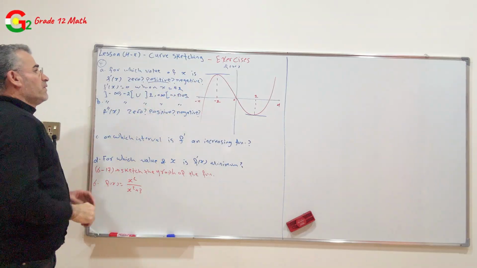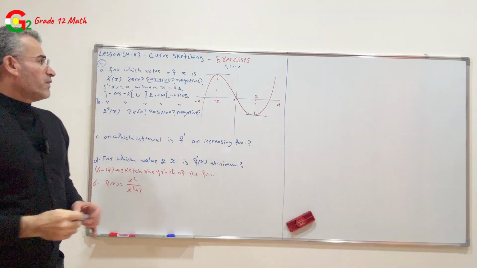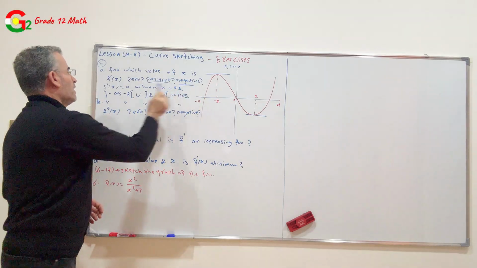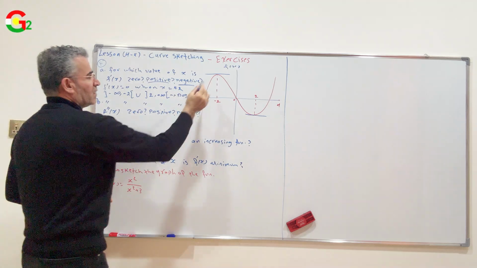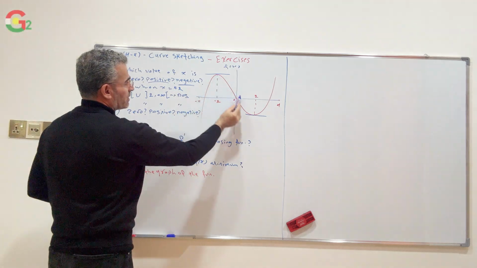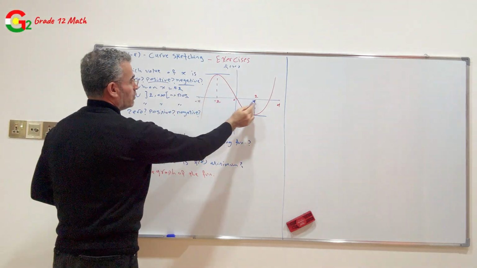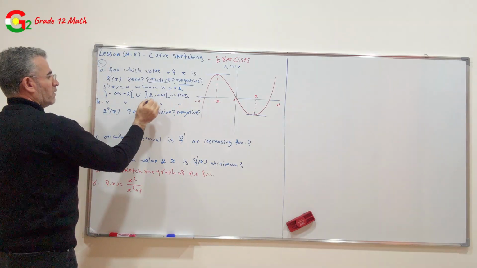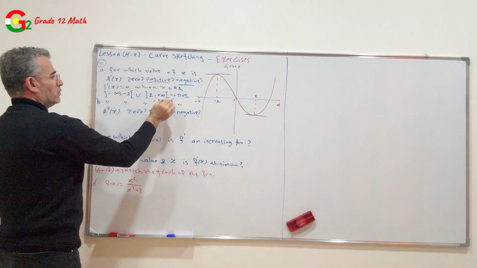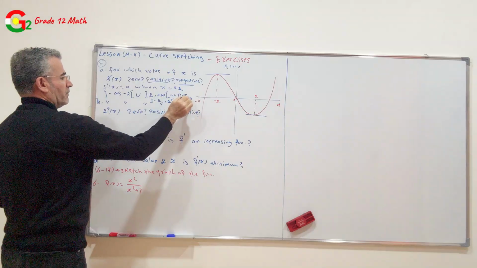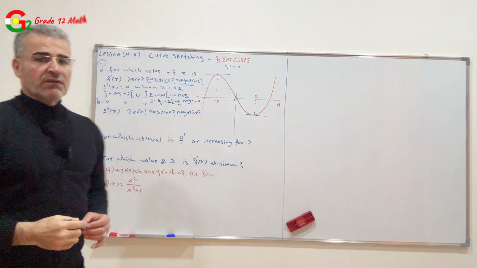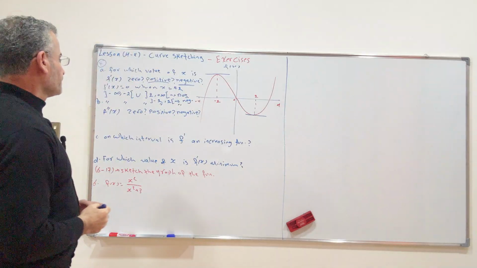For which values of x is f prime of x negative? f prime of x is negative when the function is decreasing. And here, as you see, the function is decreasing from negative 2 up to 2. Therefore, from negative 2 to 2, the derivative of the function is negative.